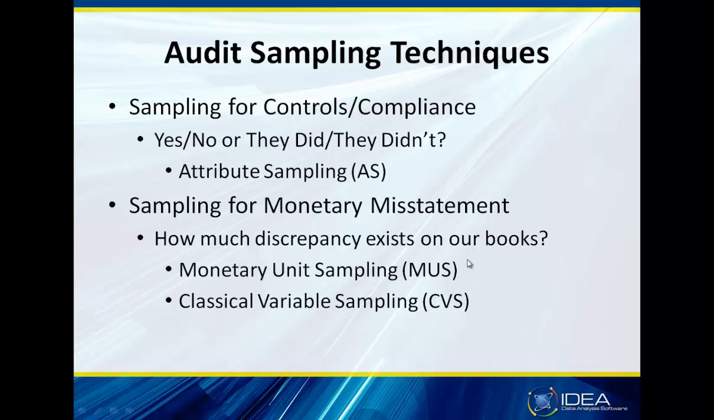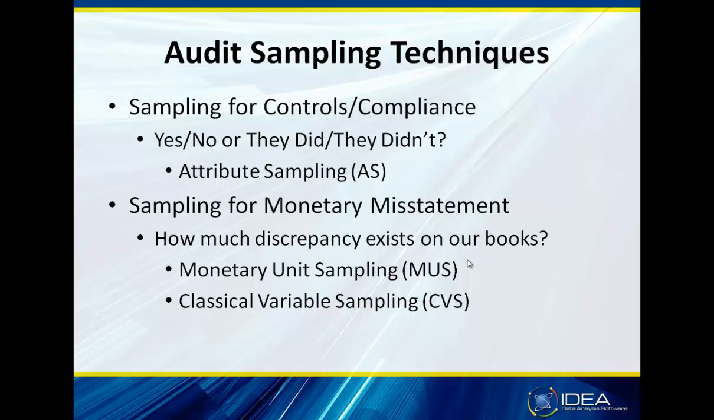Monetary unit sampling falls into the realm of general audit sampling techniques. There are two types of sampling that one does with audit, and that is sampling for controls and compliance or sampling for monetary misstatement. With controls and compliance sampling, the resulting answers are either yes or no, or they did or they didn't, in which case we could employ attribute sampling to perform these sorts of tests. With monetary misstatement sampling, we're looking to see more about how much discrepancy exists on our books.